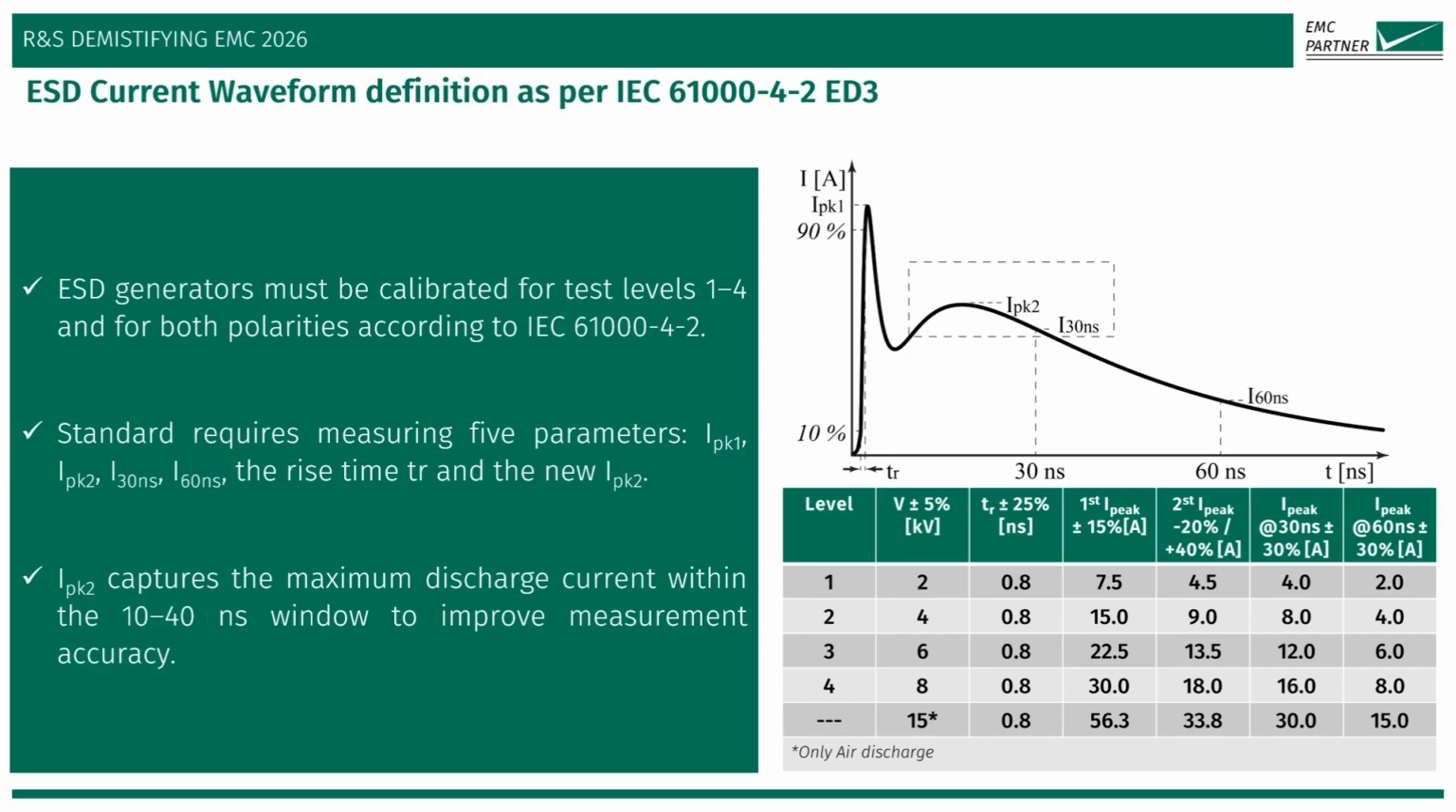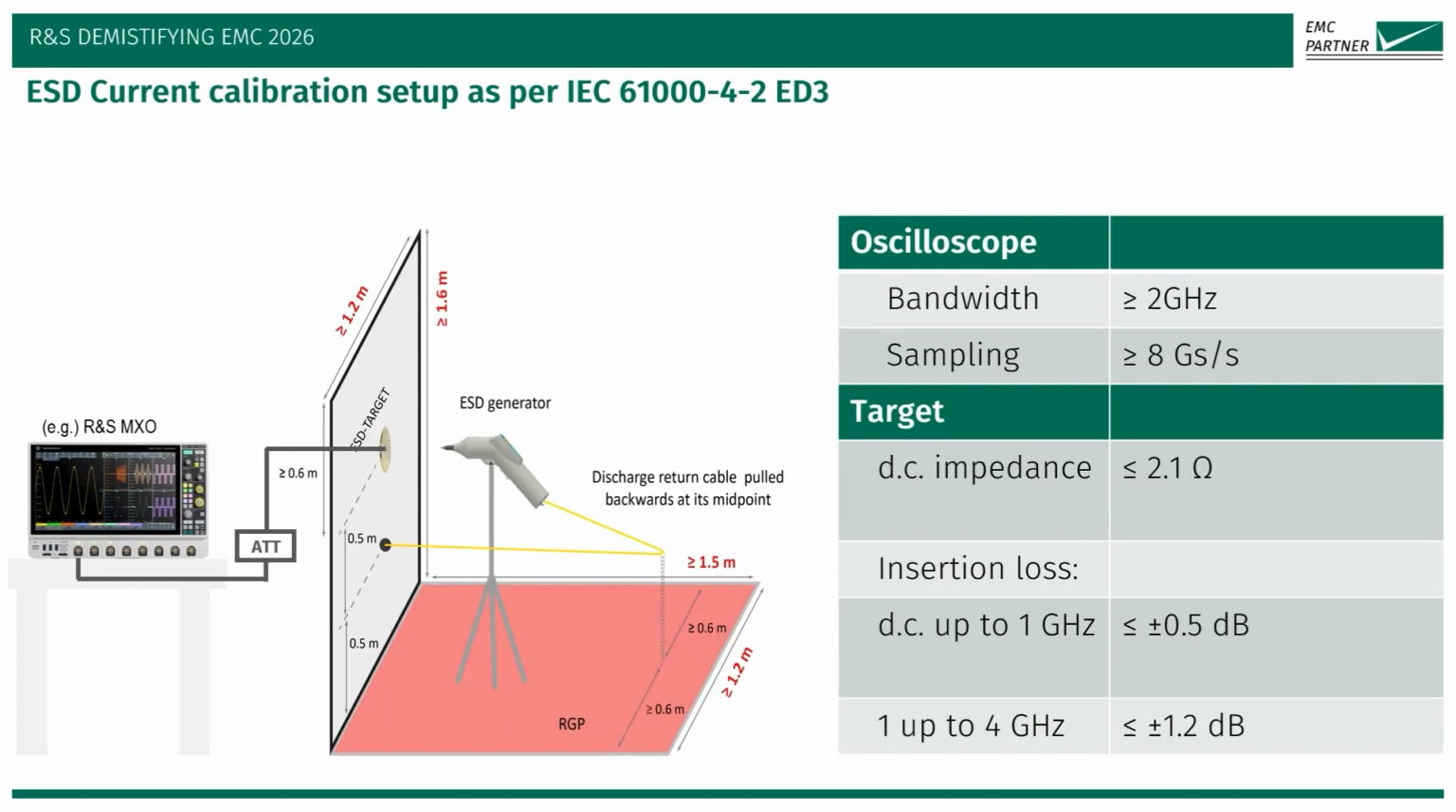In the table, you see 4 test levels up to 4 kilovolt, along with the calibration parameters, values, and also tolerances. However, the generators on the market can go much higher, up to 30,000 volt. This is the new calibration setup with a vertical wall of 1.2 by 1.6 meter and the reference ground plane, and also a 2 ohm target and the generator mounted on a tripod, for example. The standard also requires a high bandwidth measurement system. The oscilloscope used must have at least 2 GHz bandwidth and a sampling rate of 8 up to 10 gigasamples per second.